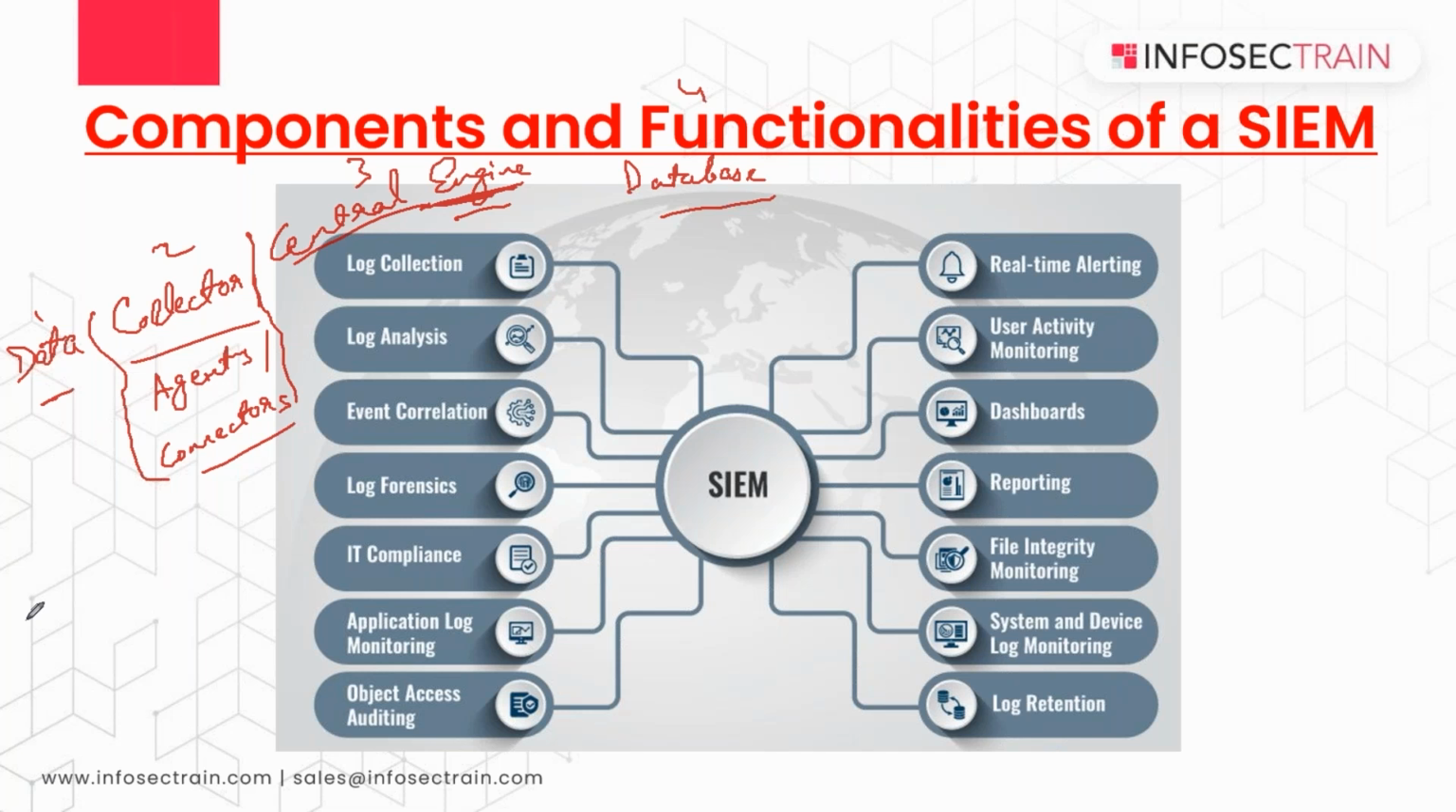So your log collection, which is written over here, everything falls under these four categories only: log collection, log analysis, event correlation, which we have talked about before, and also log forensics. When we talk about digital forensics, they also take help of the logs in order to determine who was the perpetrator or who was the attacker.